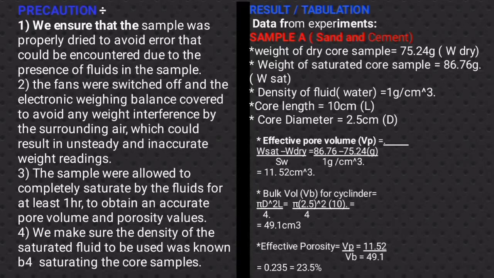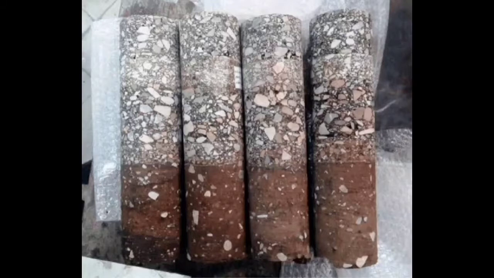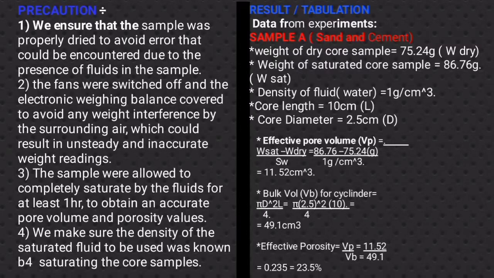The core length is the pipe length in which the sample was placed. Lastly is the core diameter, that is, the pipe diameter. We can use any material with a different shape. If it is a square shape or pipe, for instance, it is going to be length times breadth. If it is a triangle, it is going to be 1.5 base times height, and so on. The mathematical data are easily understandable if you want to study through, but our result is 23% effective porosity.